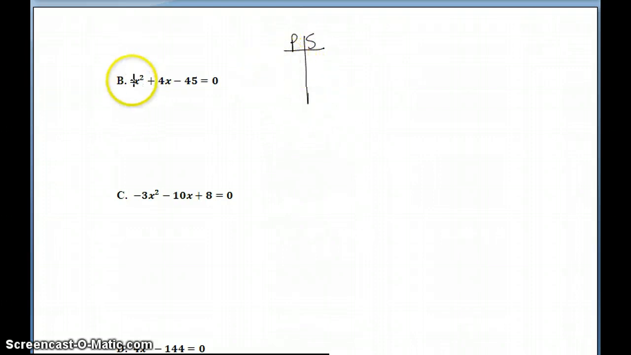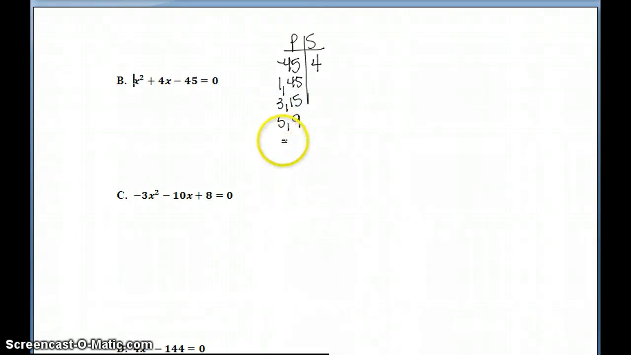The product is going to be 1 times negative 45. And the sum is always that middle one, which is positive 4. So I need to figure out what goes into 45. I know 1 and 45 does, 3 and 15, and 5 and 9, and that looks really promising, and I think that might be all. So 5 and 9 are actually 4 apart. If I did 9 minus 5, that would give me a negative 45 when I multiplied it, and a 4 when I added it.